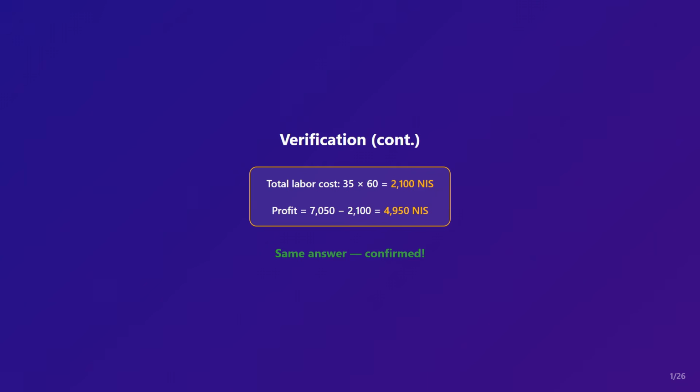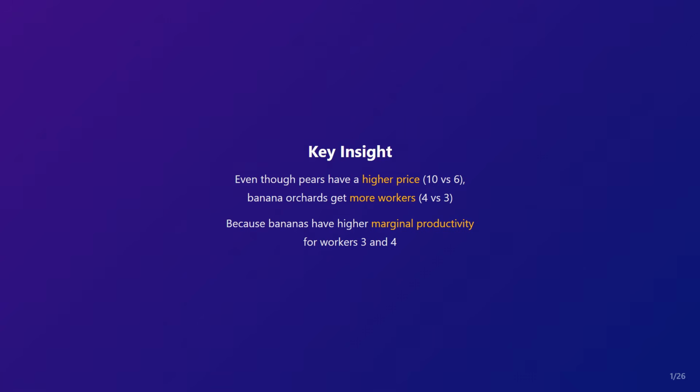Calculate total profit in the economy. Profit from all banana orchards, 420 times 5 is equal to 2,100 shekels. Profit from all pear orchards, 570 times 5 is equal to 2,850 shekels. Total profit in the economy, 2,100 plus 2,850 is equal to 4,950 shekels.